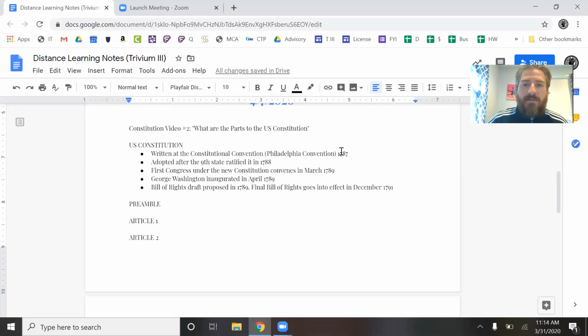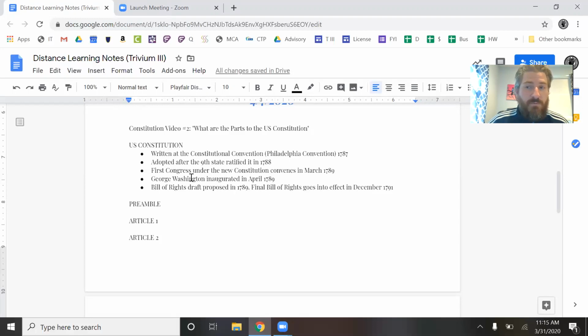So they write this in 1787 in a pretty secretive way, and then they send it out to the states, and then they have to ratify it. Ratify has to do with approving it, okay? And that's one of the parts of the Constitution we'll get to. So it takes almost a full year later, 1788, the 9th state ratifies it, and that means it goes into effect. Okay, the first Congress, March 1789. We got our independence in 1776, so we're 13 years later, right? 13 years later, we have our Constitution.